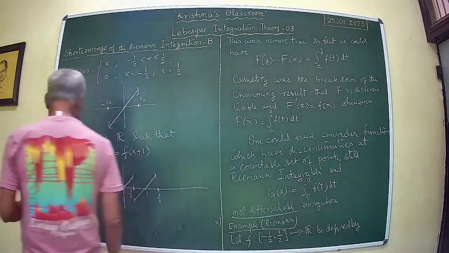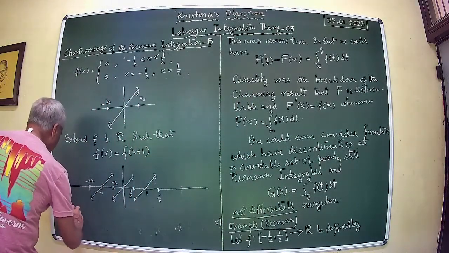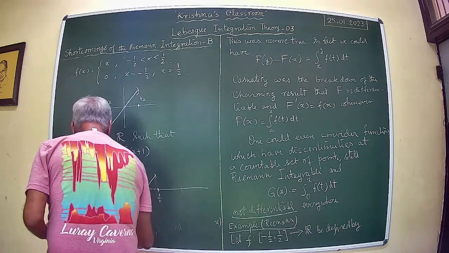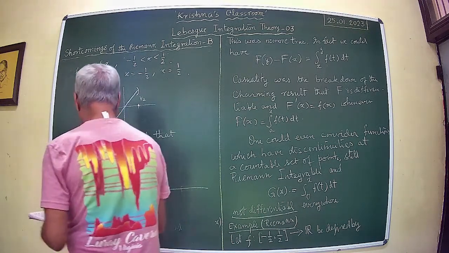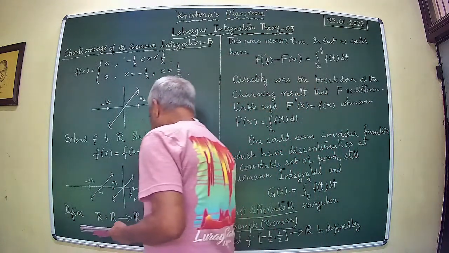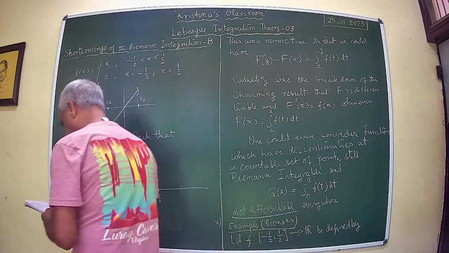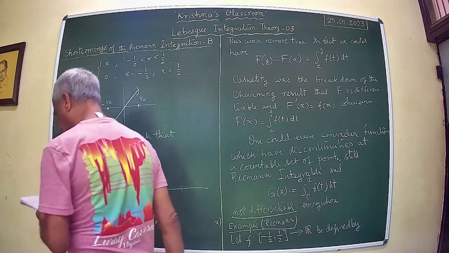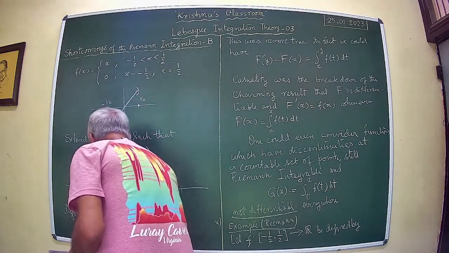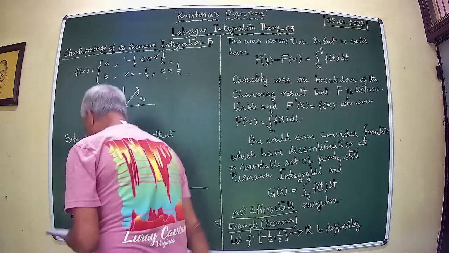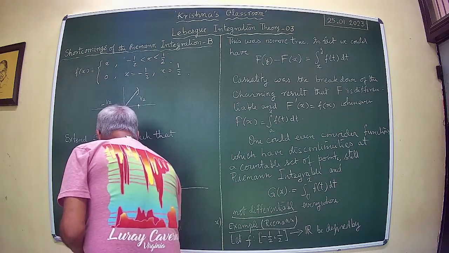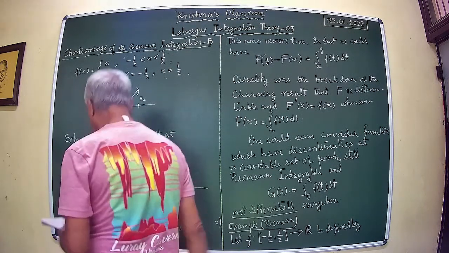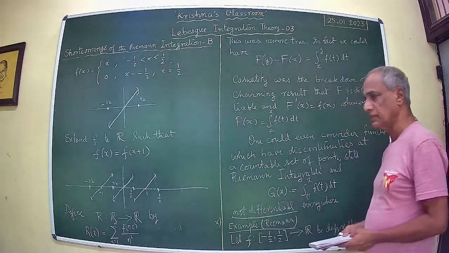Now from here we define a new function. Define a function R from R to R, where R of x is equal to the sum from n equal to 1 to infinity of f of n x divided by n square. Now you see that this infinite series is convergent for every x.